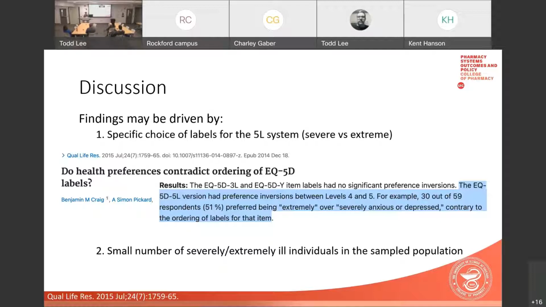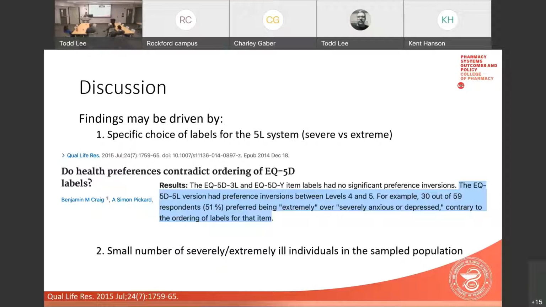So in some ways, we are aware of this fact. As you can see, Dr. Picard is an author on this study here. So this was part of the theoretical basis to justify combining the 4th and 5th level responses.